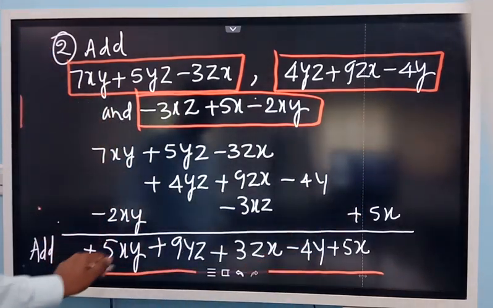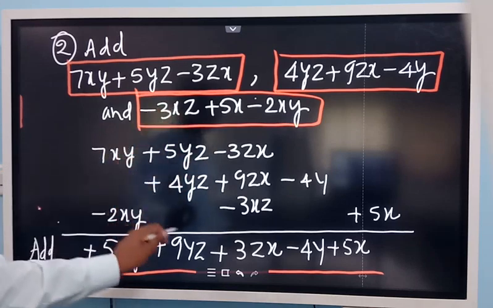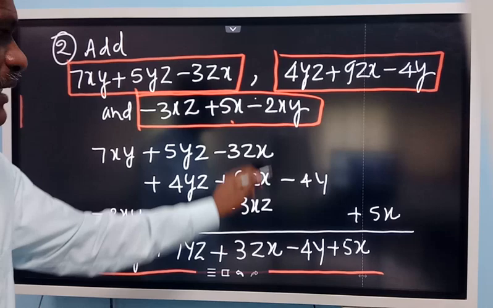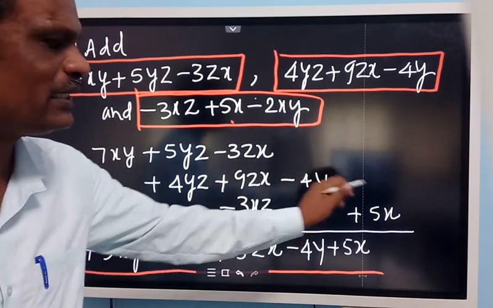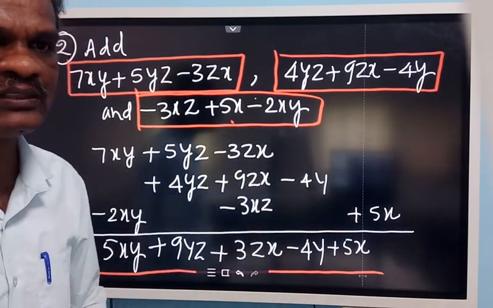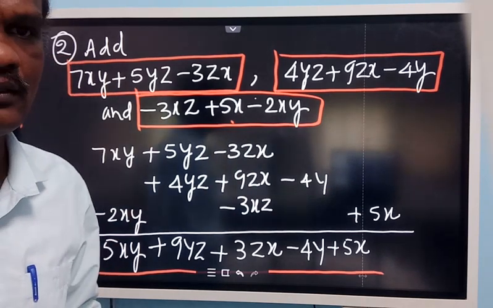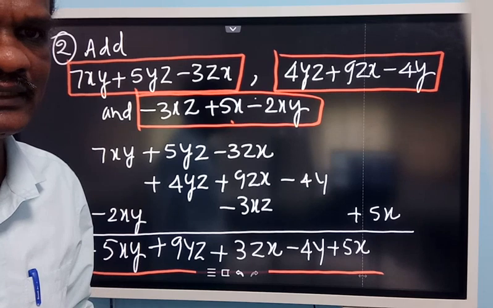See, 7xy and 2xy I am writing together. 5yz and 4yz I am writing together. And this one I am writing together. So this is separate and this is separate. So like this you can add the expressions. Algebraic expressions can be added like this.